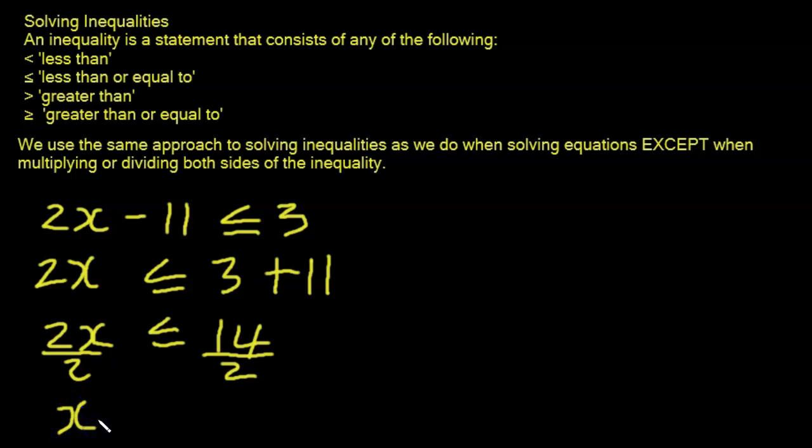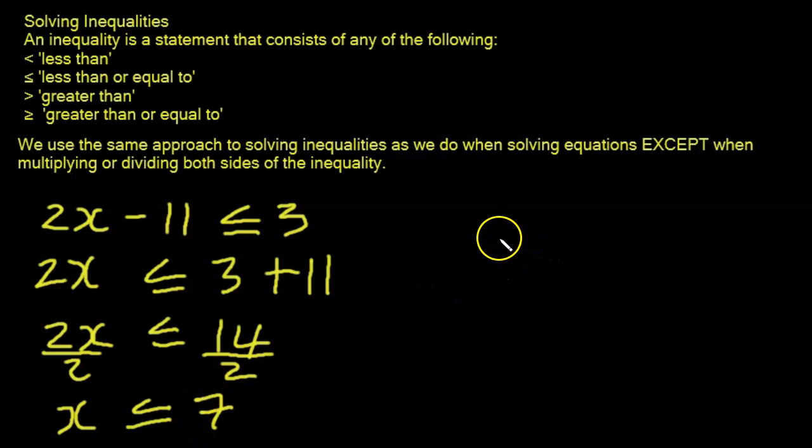Now, do we change the direction of the inequality sign there? Yes or no? Remember, we only change it when dividing or multiplying both sides by a negative number, and therefore it need not change. Alright, so 14 divided by 2, that's 7. So x is less than or equal to 7 would be our solution.